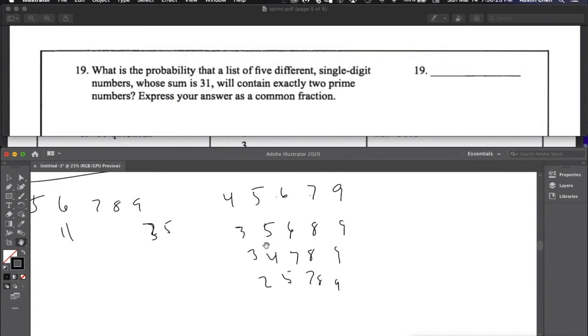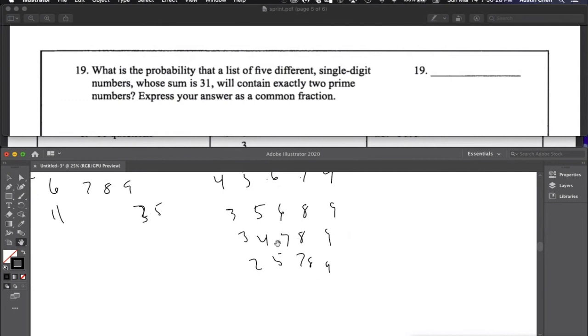And then now we need to look at these. 3, 4, 7, 8, 9. We can raise the 4.